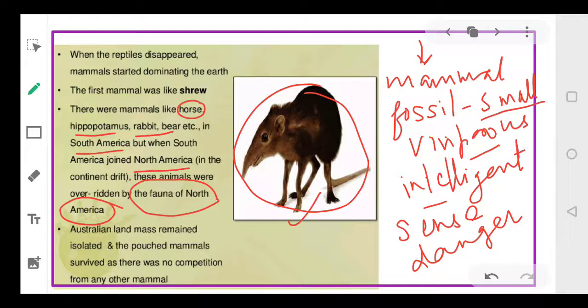So initially they were in South America, but then they established themselves in North America also because of the continental drift. And the Australian landmass remained isolated, and there the pouched animals survived as there was no competition between the organisms for food or anything else, right? So in Australia our pouched mammals survived. And in North America, where life originated, you can say the first horse-like structures were designated. Then they migrated because of the continental drift which was occurring. Okay, everyone.